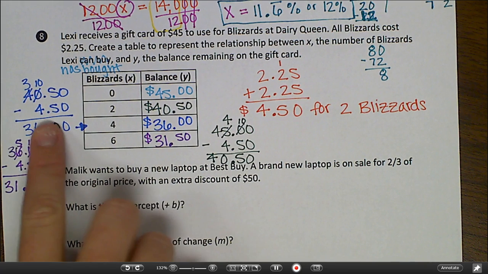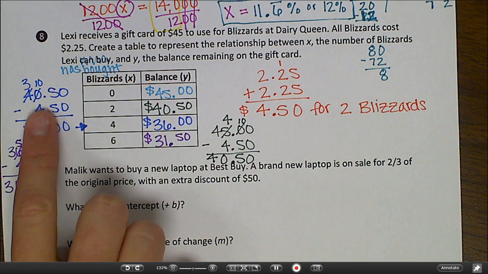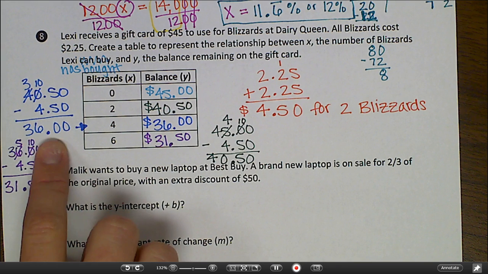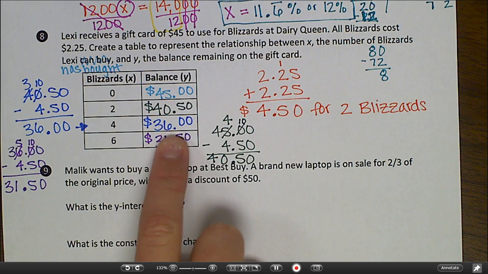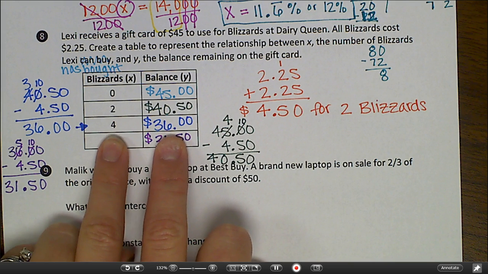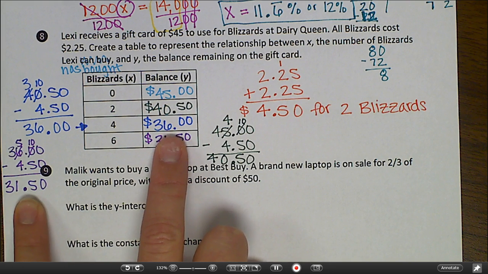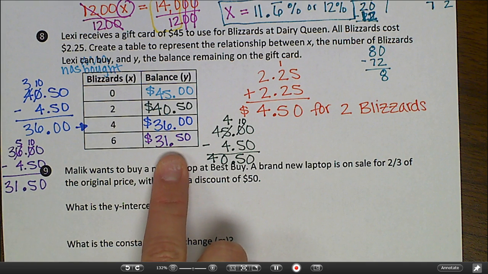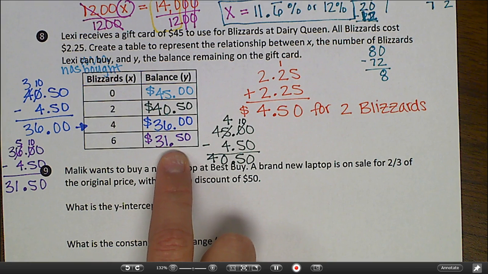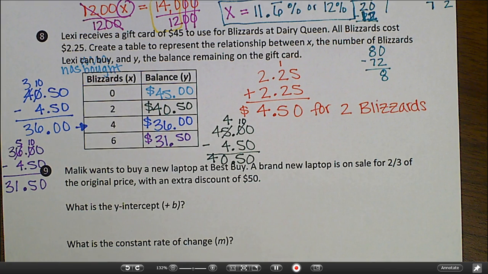Okay, so I subtracted $40.50 minus $4.50, and I got $36. So if I've bought 4 blizzards, I now have $36 on my gift card. And then I buy another 2, so I subtract another $4.50, and I get $31.50. And that would be my balance after buying 6 blizzards. Again, if you're having questions on how to take a word problem like this and turn it into a table, then put a star next to this, and then kind of write down your question so you don't forget, and then you can ask your teacher when you're finished with your review.